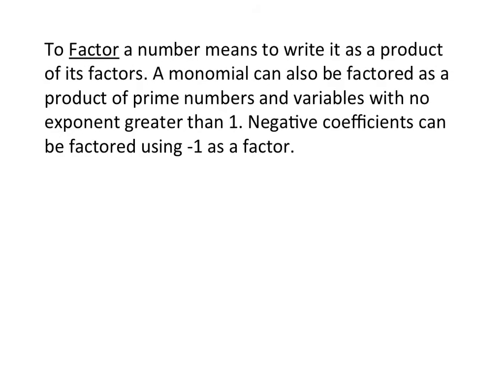Our final key term, factor. To factor a number means to write it as a product of its factors. A monomial can also be factored as a product of prime numbers and variables with no exponent greater than 1. Negative coefficients can be factored using -1 as a factor. Now we have all our key terms, and of course we'll have examples of each in our future slides.